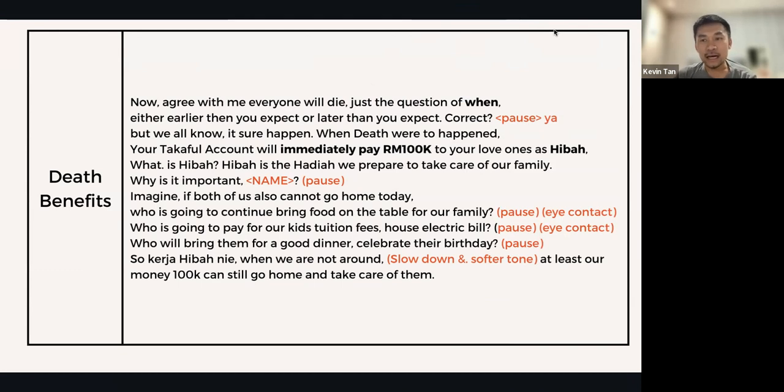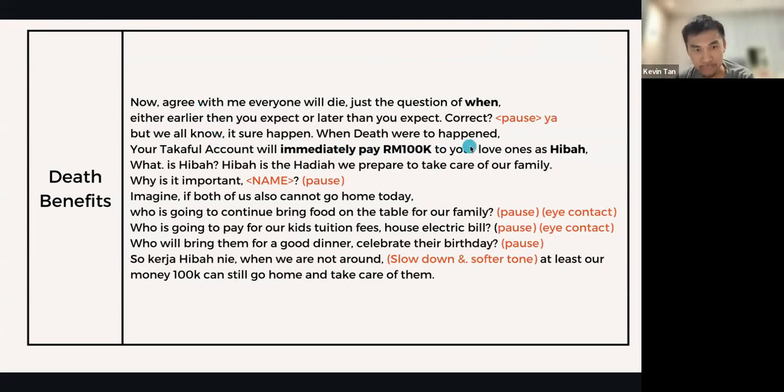Now agree with me. Everyone will die. It's just a question of when. When I put both face, it means just the question of when, more firm. You're more firm with the word. Either earlier than you expect or later than you expect. Correct? Pause. But we all know it will surely happen.